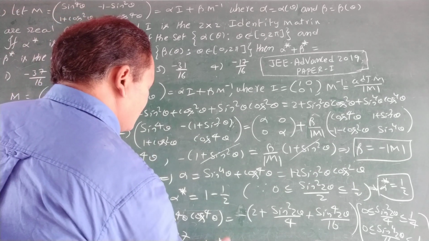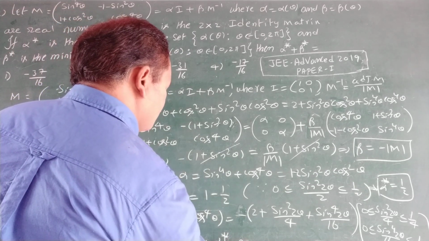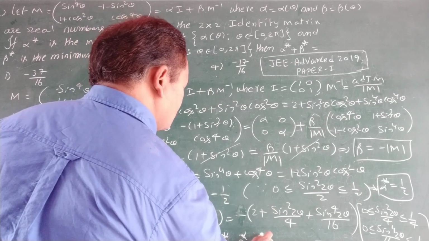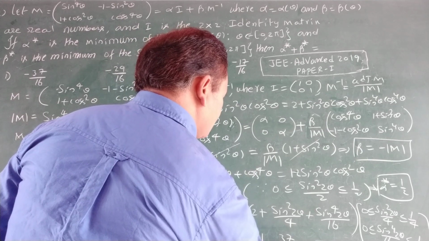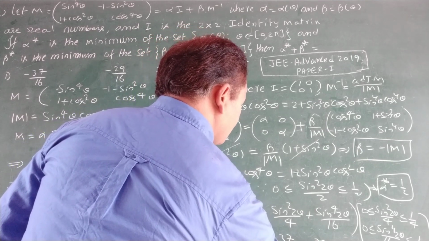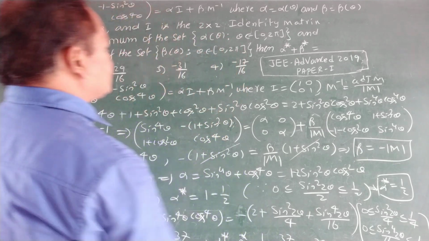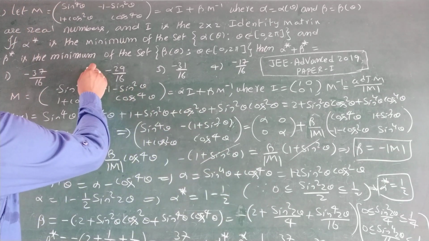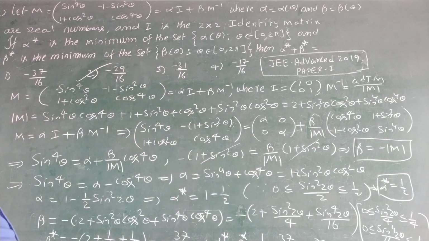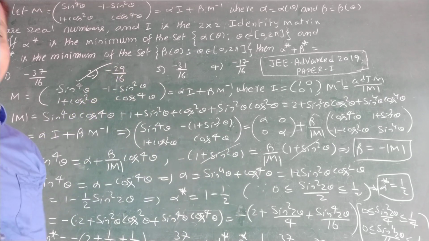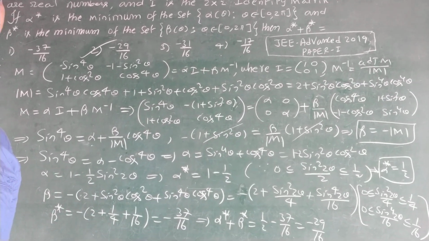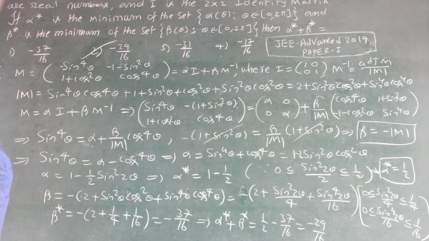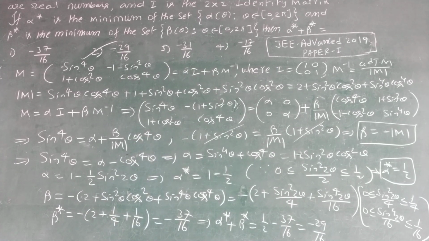Now required α star plus β star is equal to 1 by 2 minus 37 by 16. That is minus 29 by 16. That's all. That is the second option. Minus 29 by 16. That's all. This is the question from Section 1 in JEE Advanced 2019, Paper 1, right? Okay.